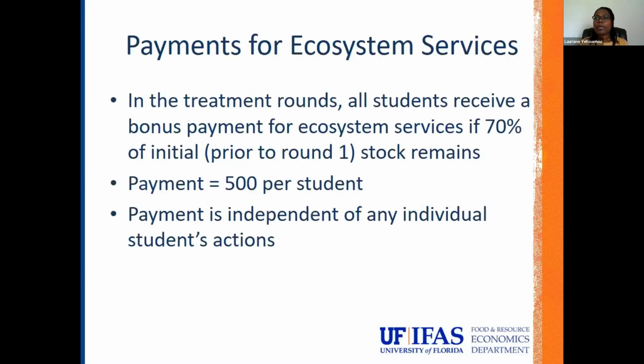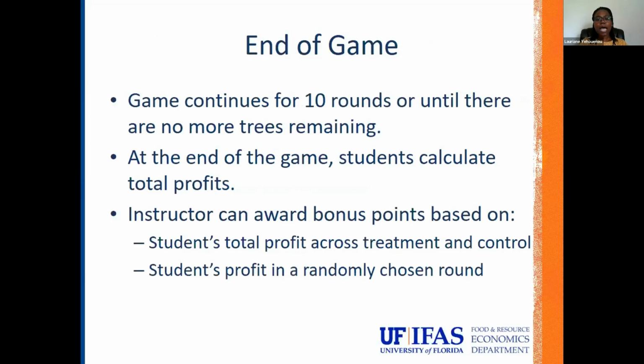The game is set up as a threshold PES game where the bonus is given if at least 70% of the initial stock remains at the end of the round. The bonus is set to be 500 tokens per student, and this payment is independent of any earnings they may have received from the decisions they made during each round. The game ends after 10 rounds, both the control and the treatment, or when there are no more trees available on the board game.